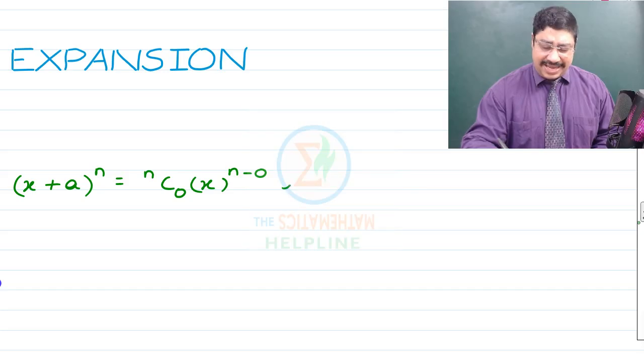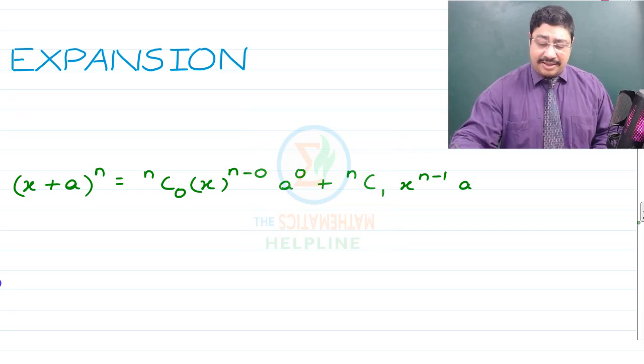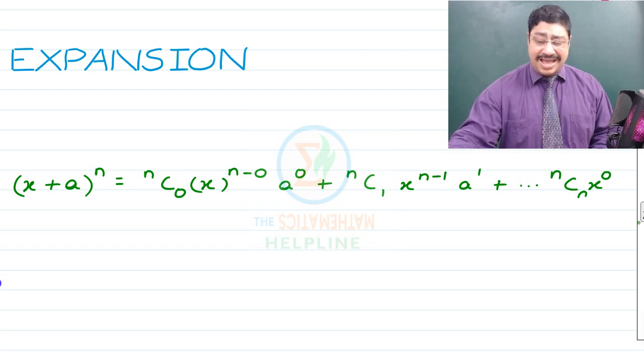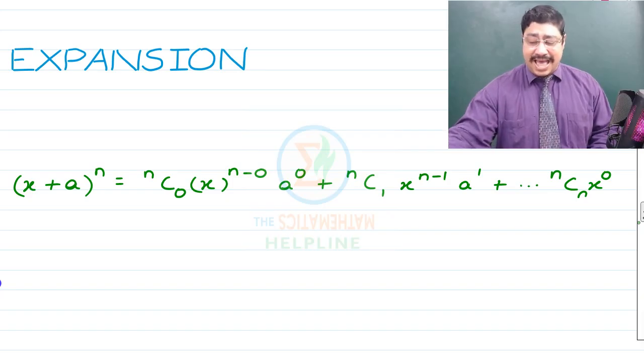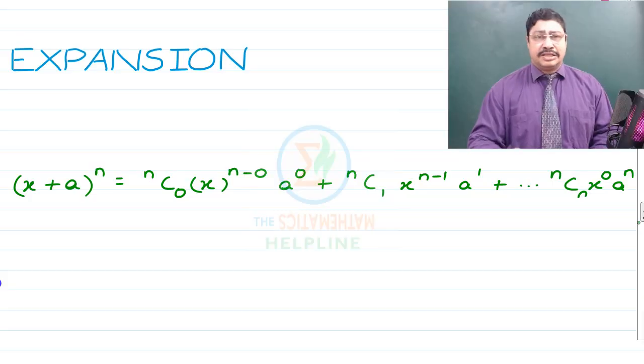After this, the second term is raised to the power of the number in the suffix, that is 0. Similarly, the second term is nC1 x raised to the power n minus 1 times a raised to the power 1. And children, all of this continues up to the last term, which is nCn x raised to the power n minus n, that is 0, and a raised to the power n, which is the number in the suffix.